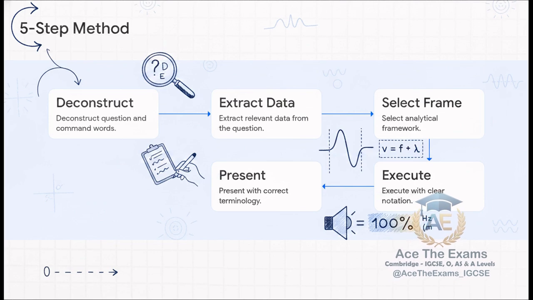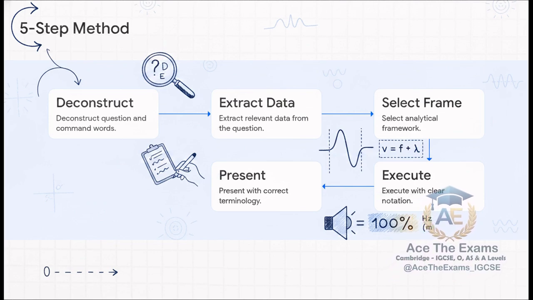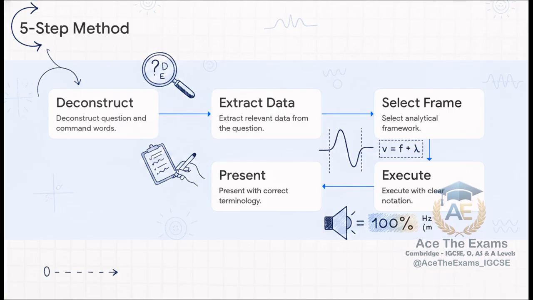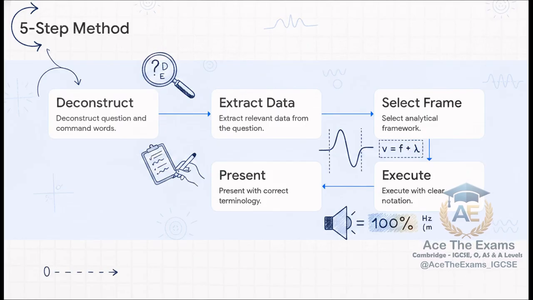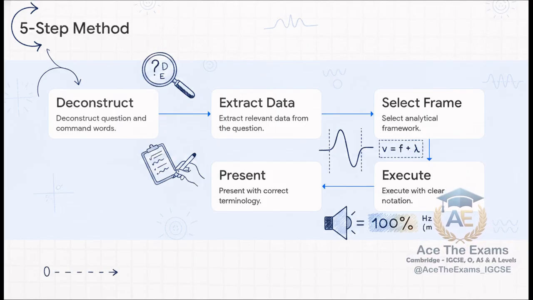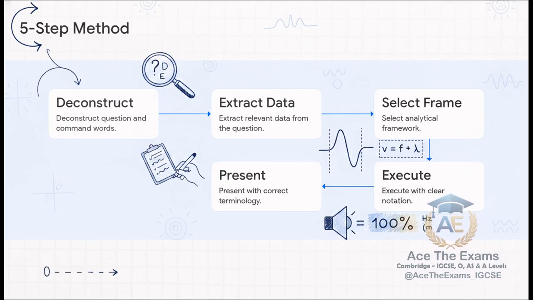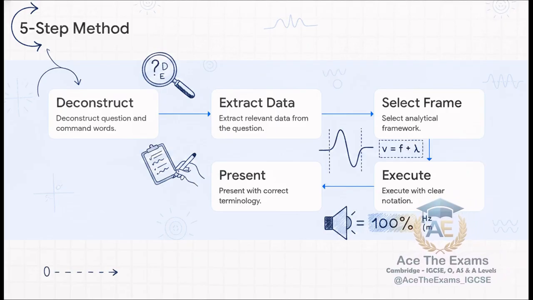When tackling examination questions, you must systematically process the data through this 5-step sequence. Step 1. Deconstruct the question. Get your highlighter out and target the command words. Is it calculate, describe, or explain? Step 2. Extract the data. Physically write down your known variables on the side of the page. Make a little list.